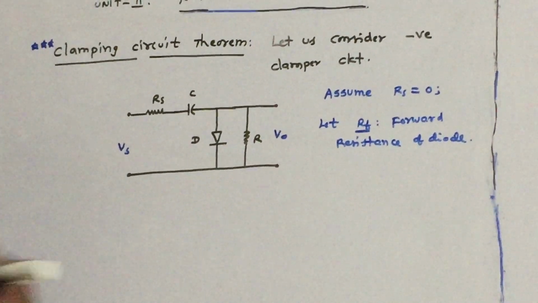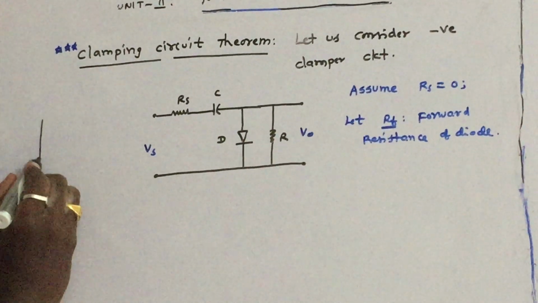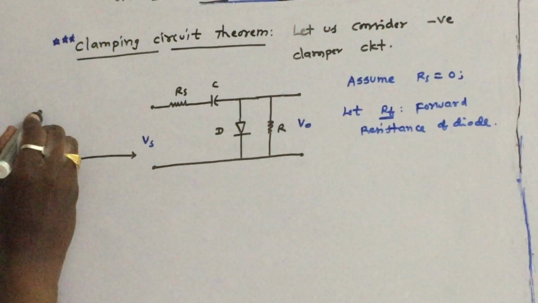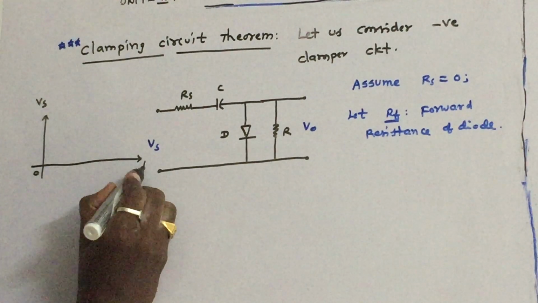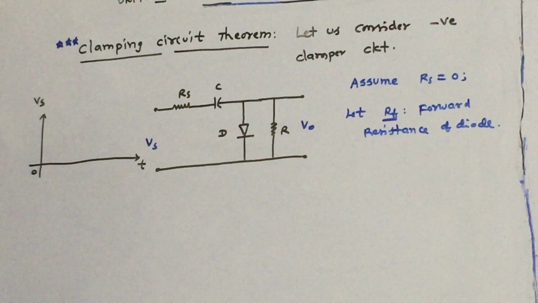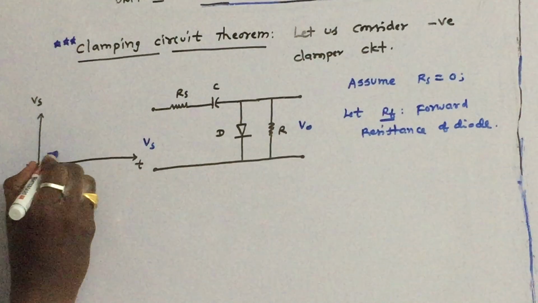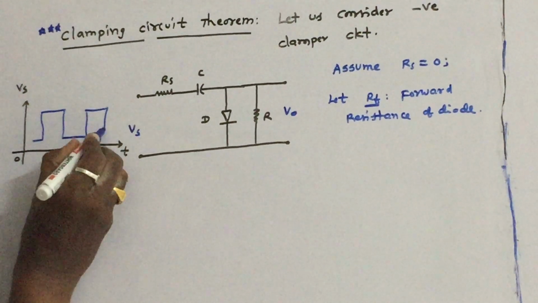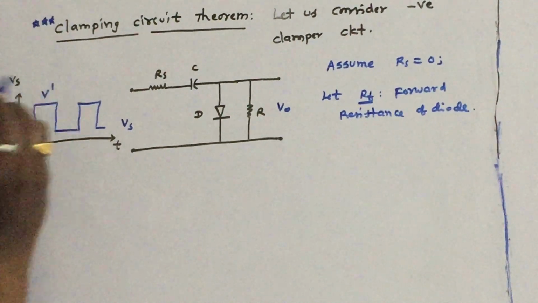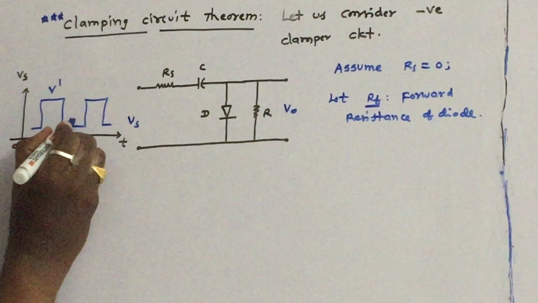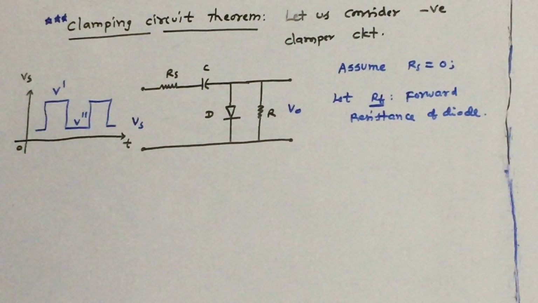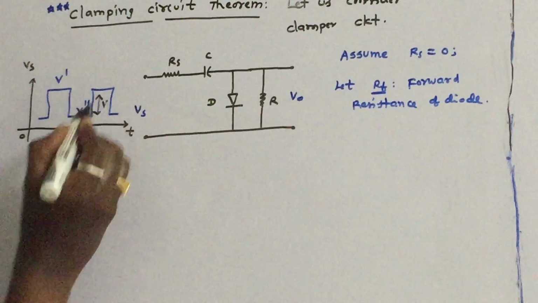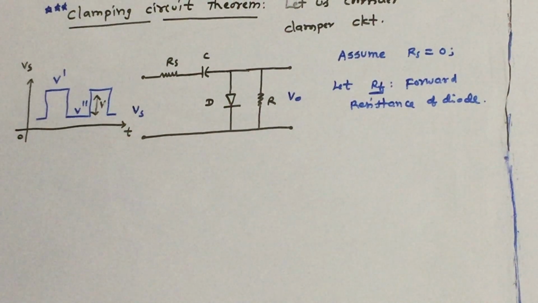Now first, let us say we are applying a square wave input to the circuit. So this is Vs, the input to the circuit. Let it be a square wave like this, with positive high level V dash and low level V double dash. Let us say the peak to peak voltage is capital V.